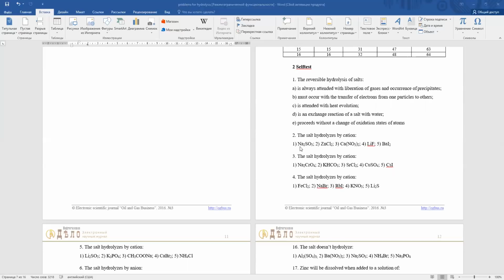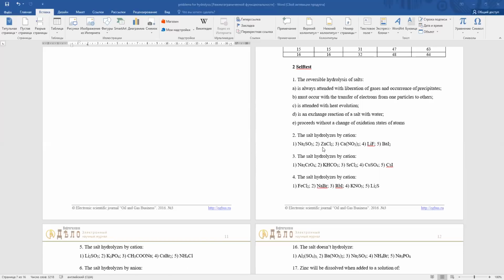In our case, the cation in the first question is sodium. Sodium is not weak; it's strong. And when it comes to the anion, the acid is weak. So this salt hydrolyzes by anion, not the cation, because the cation is strong. So 2 is correct, because zinc base is a weak electrolyte. Lithium, barium, only 2. Is that clear?